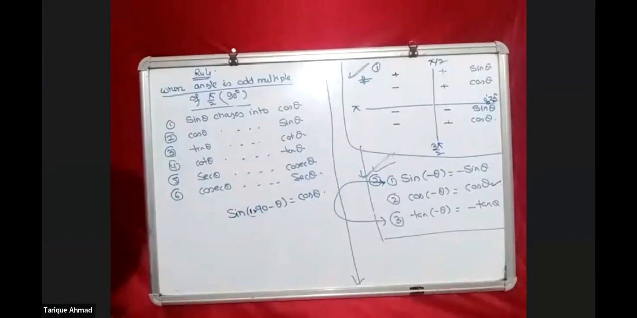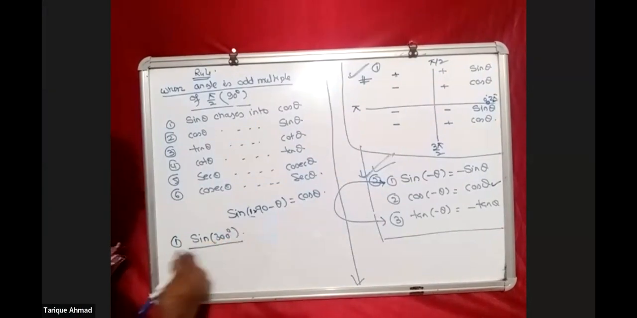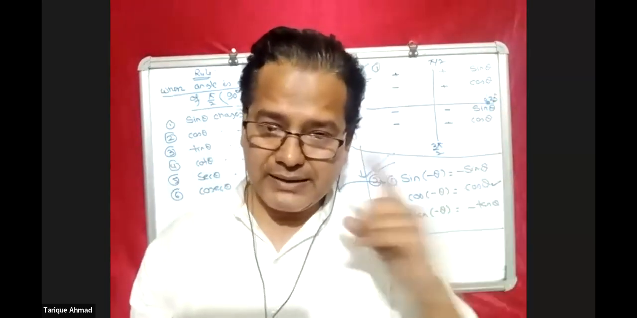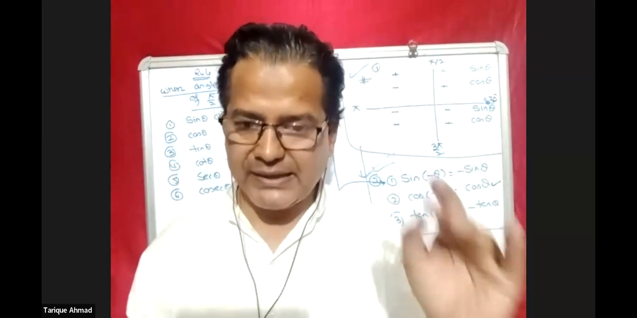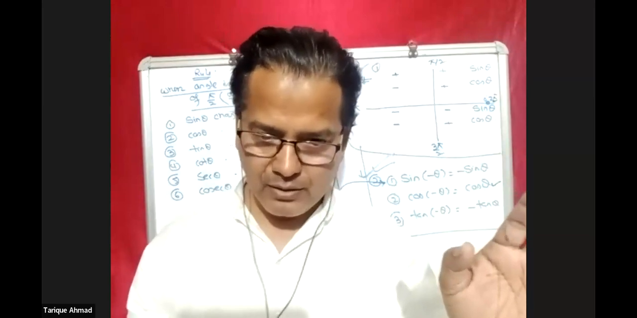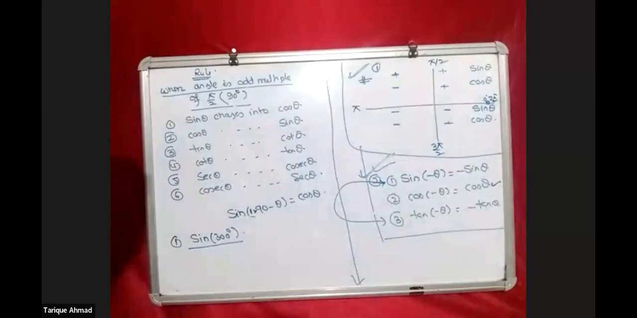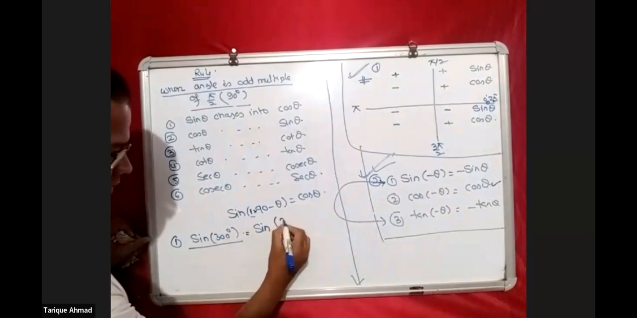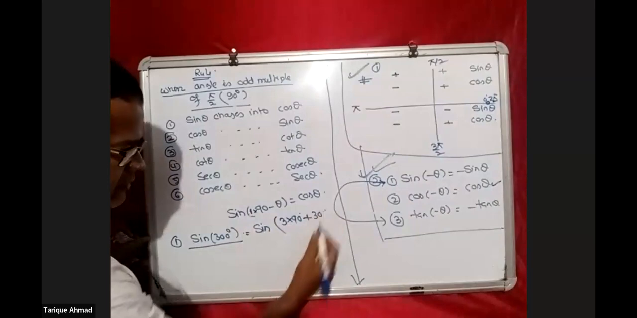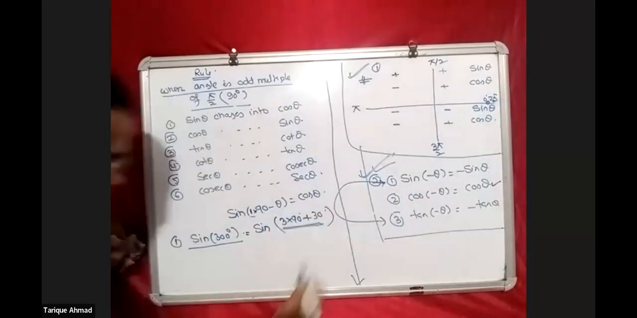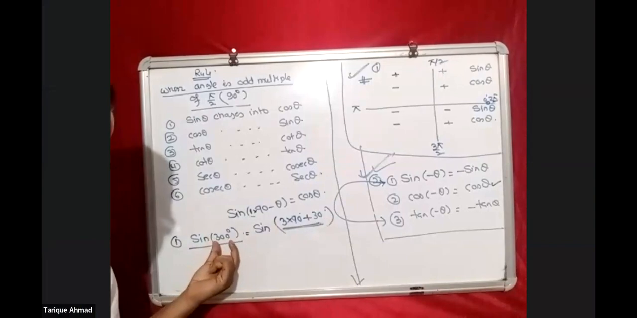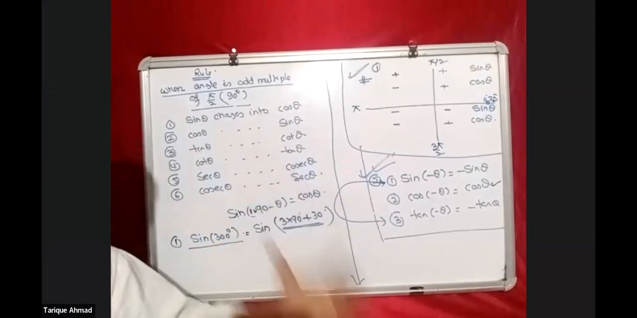Now see, suppose we have to find the value of sine 300 degree. We need to keep in memory what we learned in class 10: the values at 0 degree, 30 degree, 45 degree, 60 degree, and 90 degree. We will use those values again in 11th and 12th, and after that also. See what we can write: sine of 3 into 90 plus 30. Is this correct or wrong? That is correct. 3 into 90 is 270, and plus 30 is 300. So I'm writing 300 as 3 into 90 plus 30.